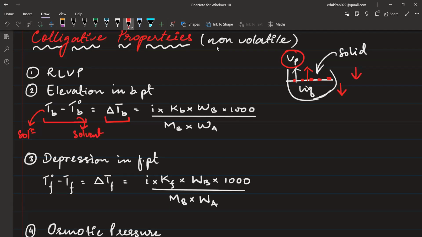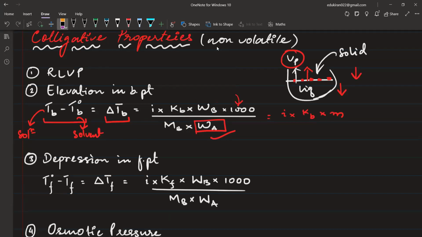And the difference between them is the elevation in the boiling point, which is equal to, iska formula ek chota wala hota hai, that is i into Kb, that means the boiling point constant into molality. Now, directly molality kabhi diya nahi rahega aapko. They would give you the mass of solute that has been added in the solution, and they will give you the mass of solvent that is present. Now, mass of solute upon molar mass, that is going to give you the number of moles, divided by the mass of solvent is going to give you what? Molality. And since the WA is in grams, that is why we are multiplying by 1000.